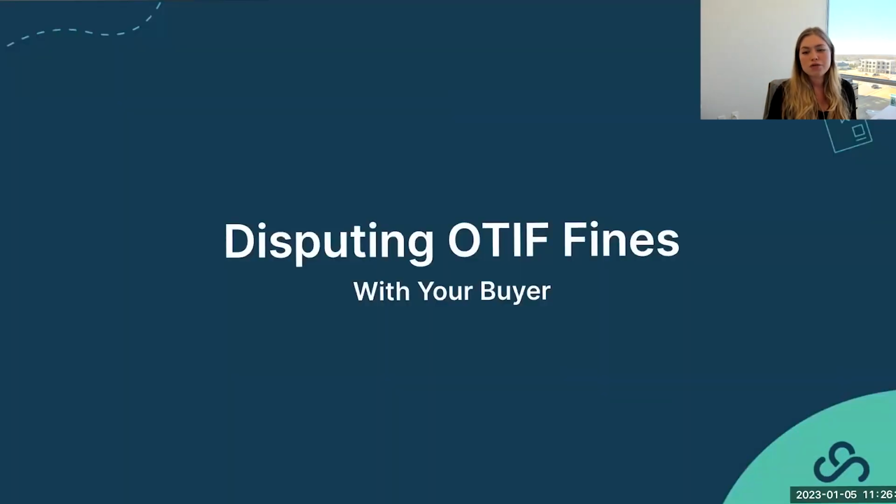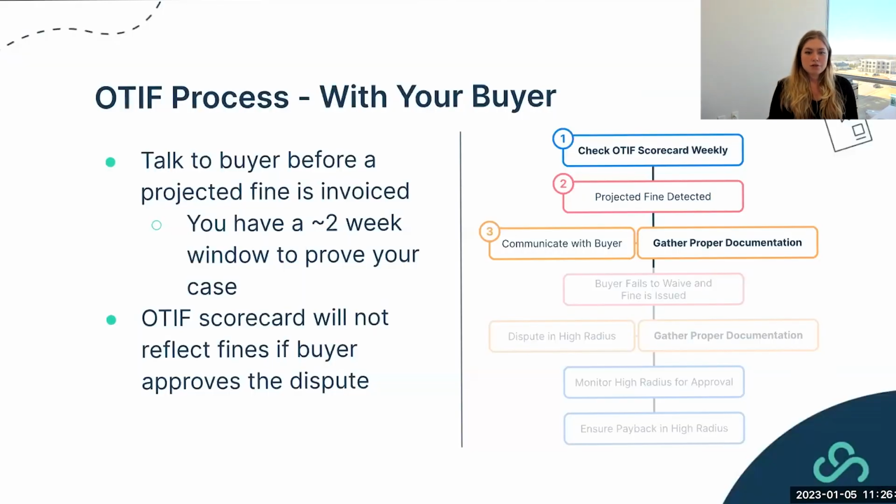Okay, so going over the first part, how do you dispute OTIF fines with your buyer? The first part, you are going to talk to your buyer. So you're going to be looking in your OTIF scorecard. You're seeing that, okay, I'm probably going to be impacted with fines. You go and message your buyer, especially if you have a good relationship with them. And you have about 2 weeks after you see the projected fine to when the fine is actually invoiced to prove your case to your buyer, why you think you should have this fine reversed.